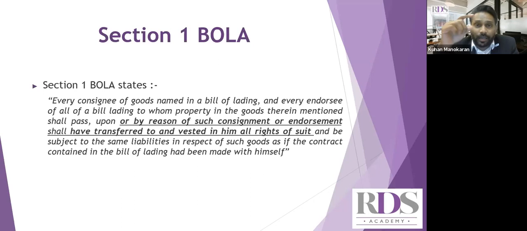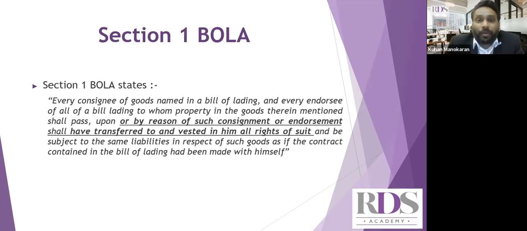So when these two elements are present, only then does the right of suit vest in a particular person. Now, the issue with this is that it does not fit a modern concept of international trade, where passing of property, as we have seen earlier, and as Kuhan himself has explained before, occurs independently of the transfer of bill of lading, and is often passed by a contract of sale.